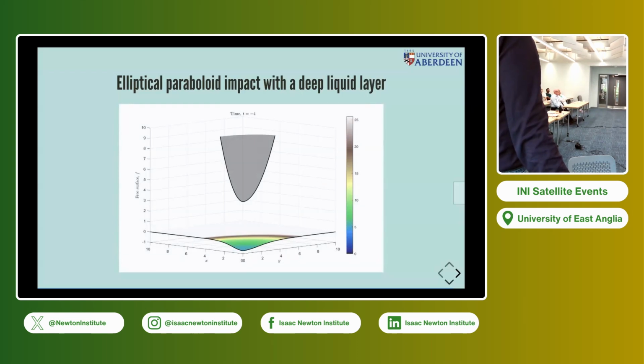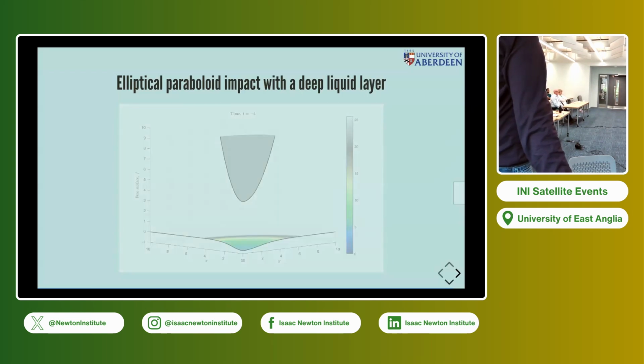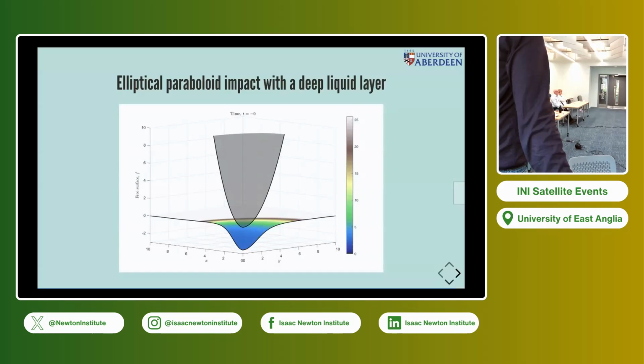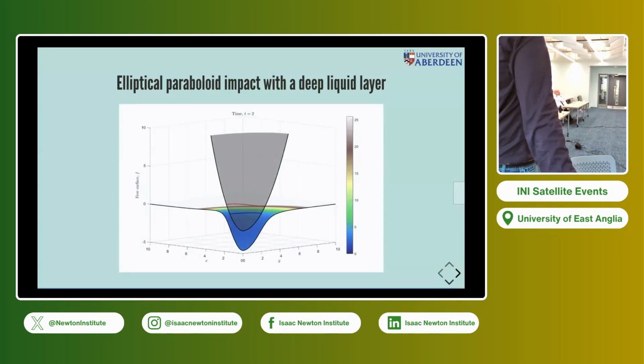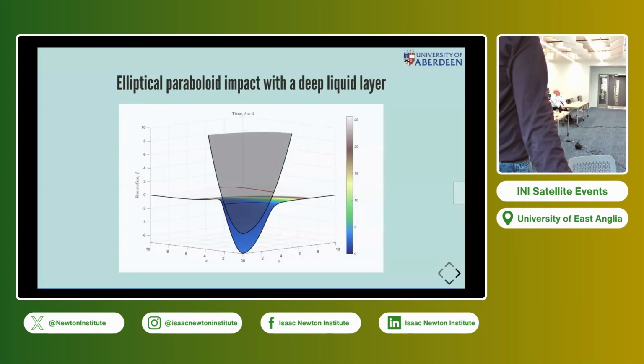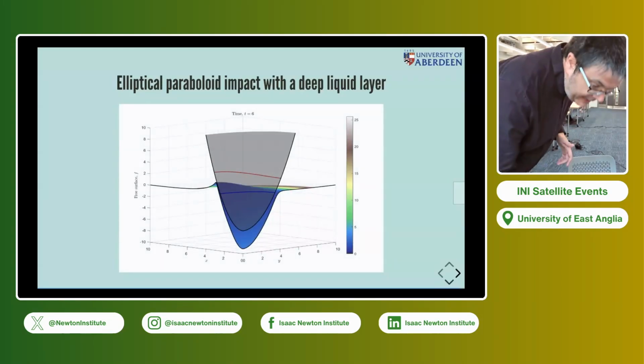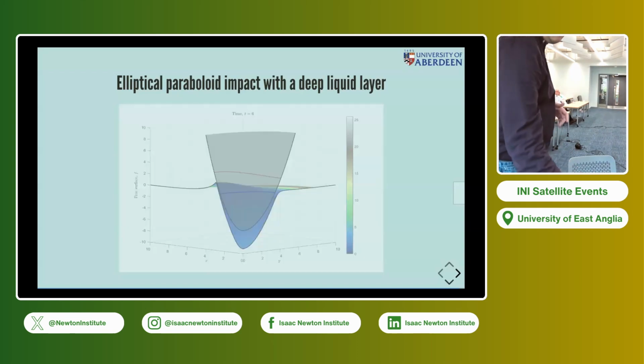I should have replotted these. These are fairly new, so I need a few things to check here. But as the body comes in, obviously the free surface deforms out of the way, like so. It starts to build up on the side. It may not be very clear, so that's got close to impact.